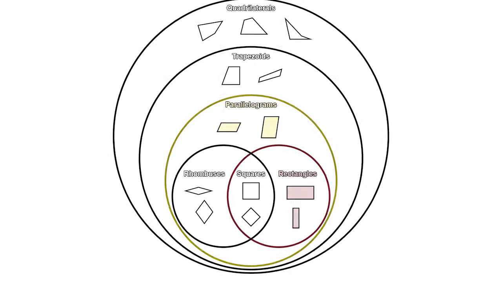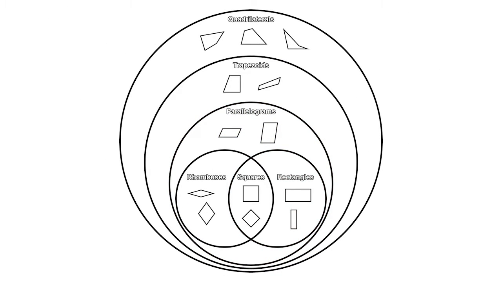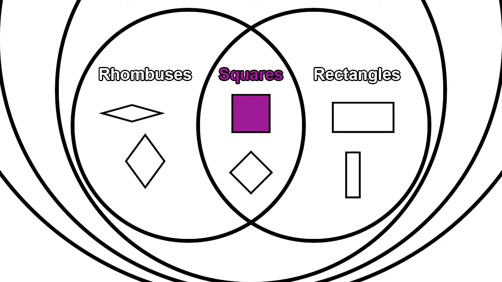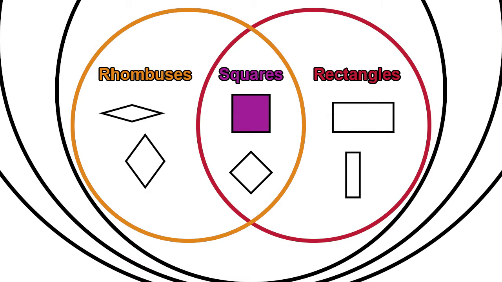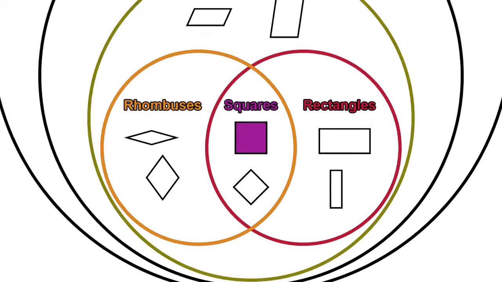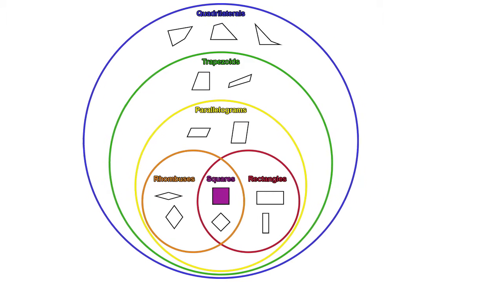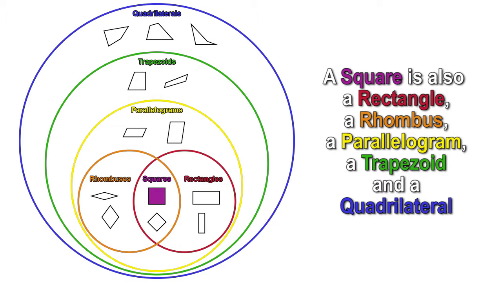Students will take their time in building this hierarchy of quadrilaterals throughout the chapter. It is important to build each section carefully so students can see the similarities and differences of the shapes. For example, look at this square in the diagram. Because it is inside the overlap of rectangles and rhombuses, it too has the attributes of both groups. It also lies within the circle of parallelograms, trapezoids, and quadrilaterals, so it also has all the attributes of those groups. This means that a square is also a rectangle, rhombus, parallelogram, trapezoid, and quadrilateral.